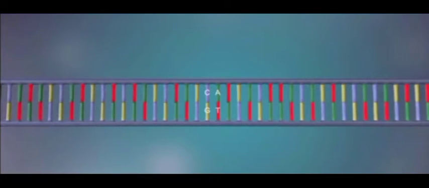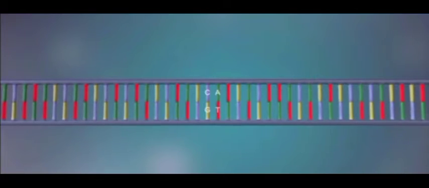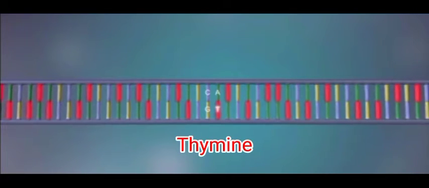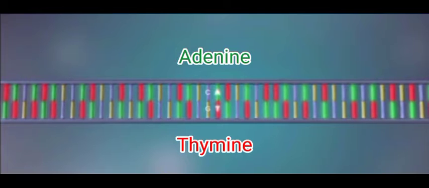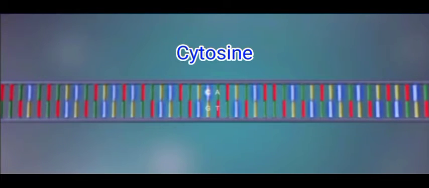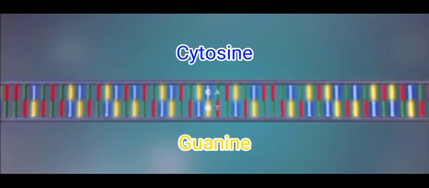The two strands are complementary. This means that if there is thymine on one strand, there is adenine on the opposite strand. And when there is cytosine, there would be guanine on the other strand.